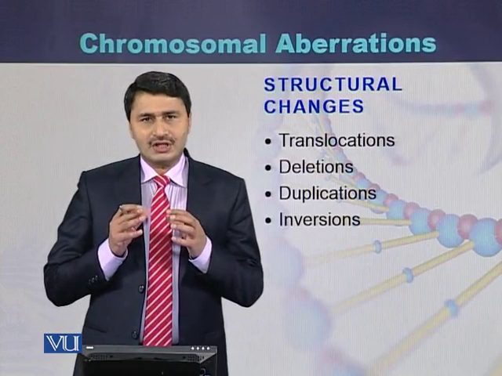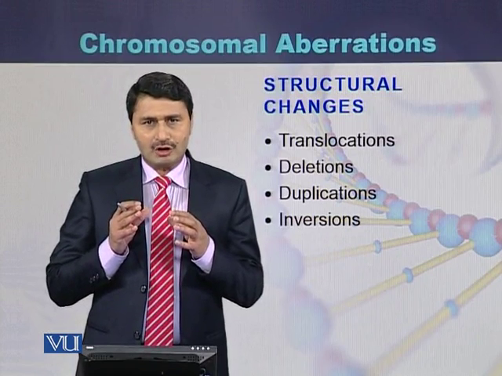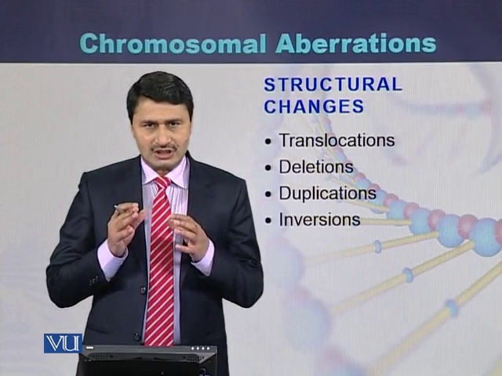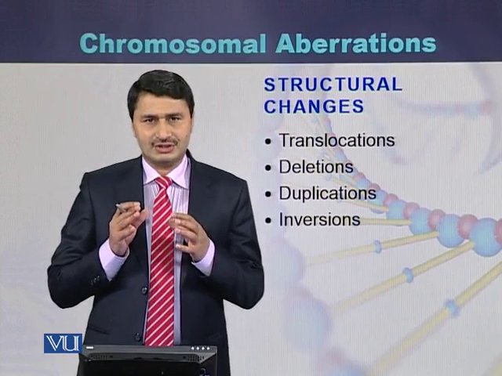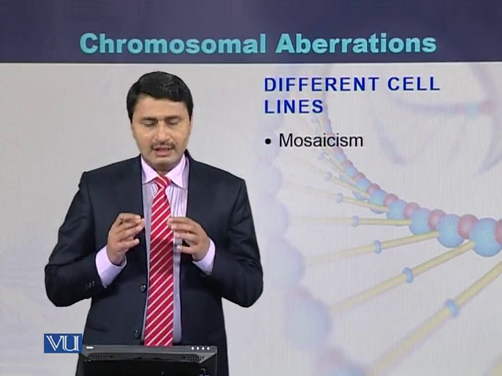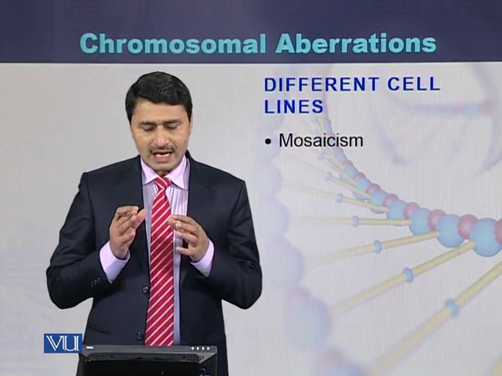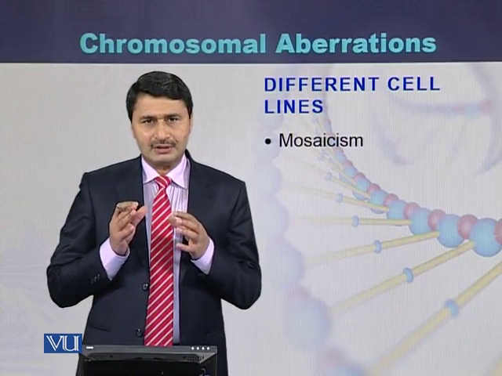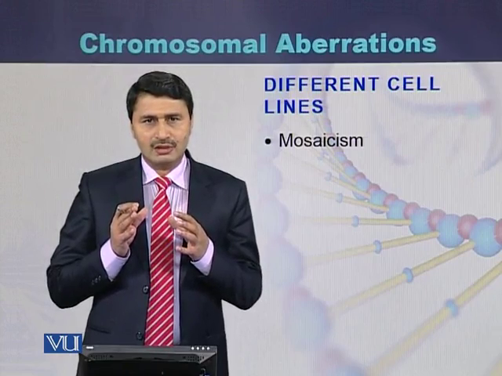In the case of structural abnormalities in the chromosomes, the structural abnormalities would be translocations, duplications, deletions and inversions. There is a third type that is also sometimes considered a chromosomal aberration. The mosaics are also considered chromosomal aberrations.